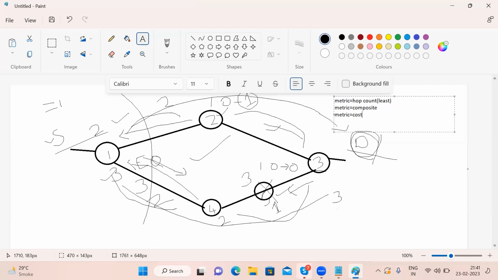Do you understand? Who asked this question? Yes, sir. Okay, so don't get confused. Metric is a different thing and cost is a different thing. Any question regarding this now?